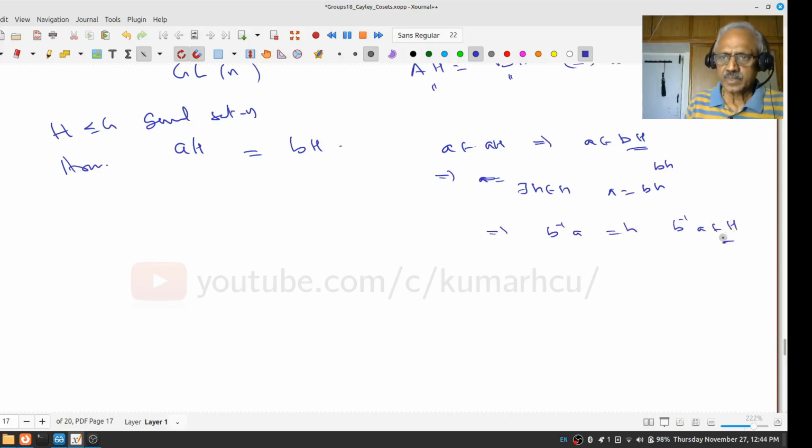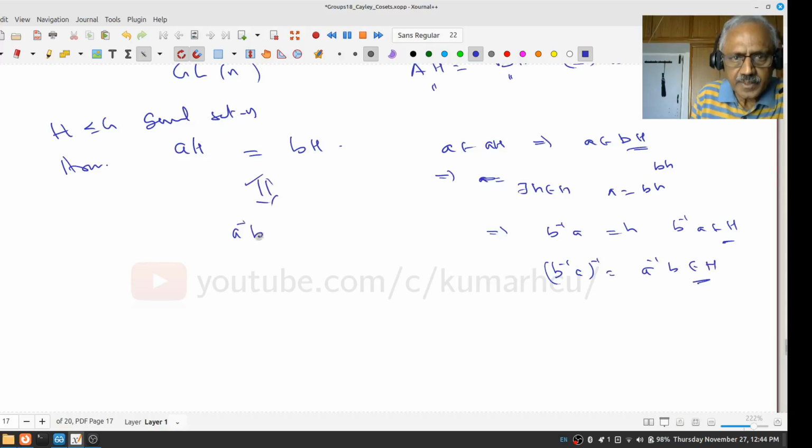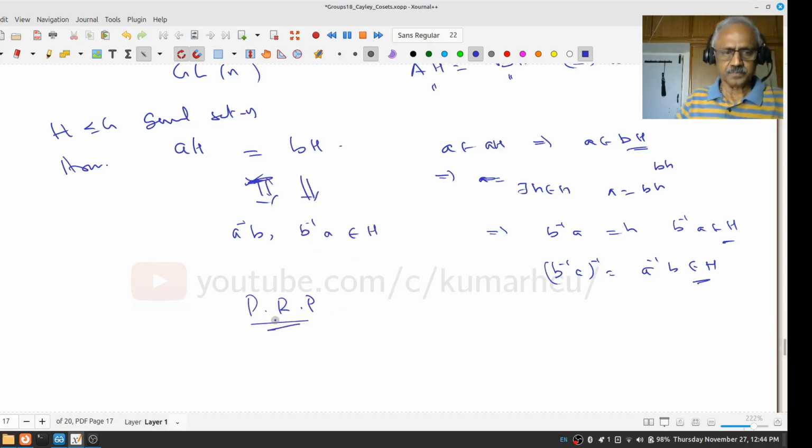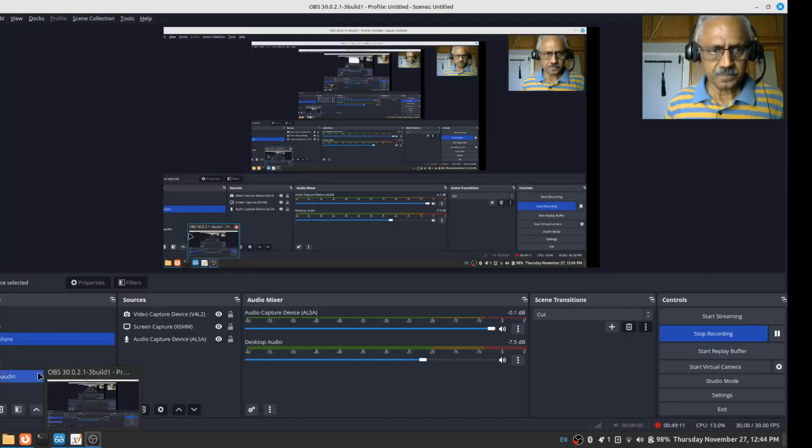Since H is a subgroup, the inverse of b inverse a, that is a inverse b, also belongs to H. Therefore, this happens only if a inverse b, b inverse a belong to H. Pause. Not if and only if, sorry. It implies this. This is all we proved.